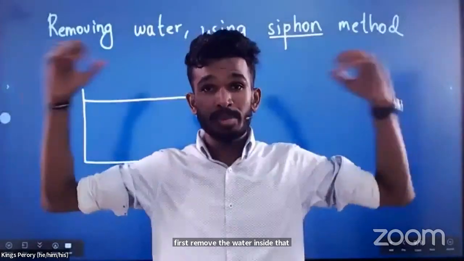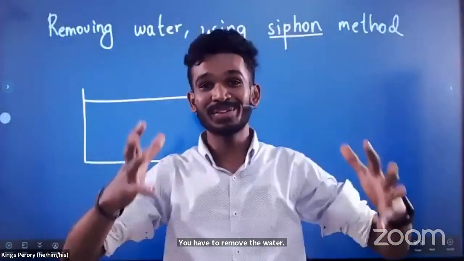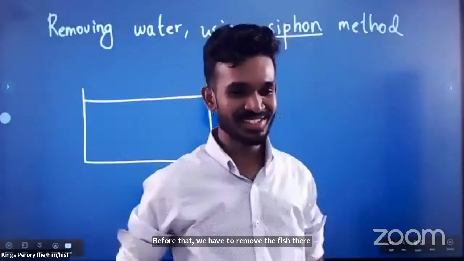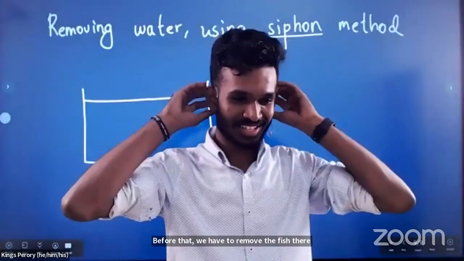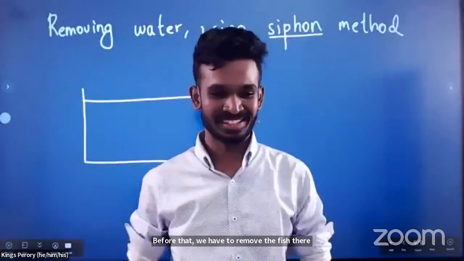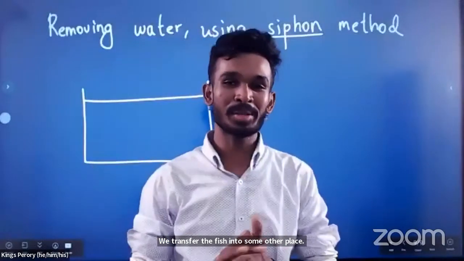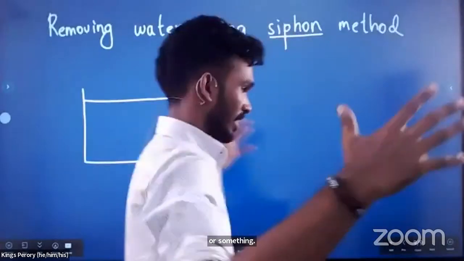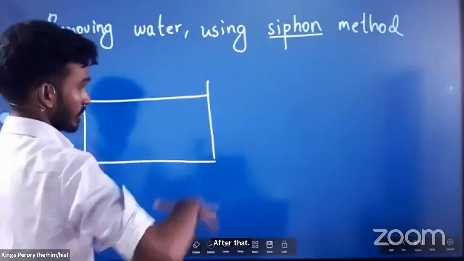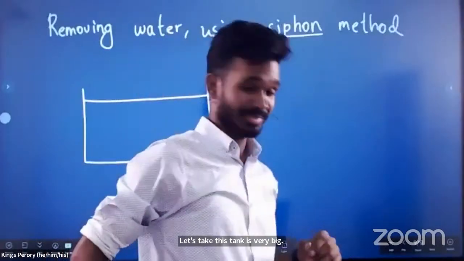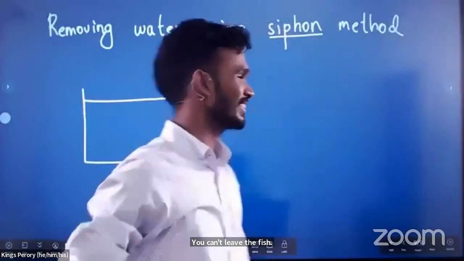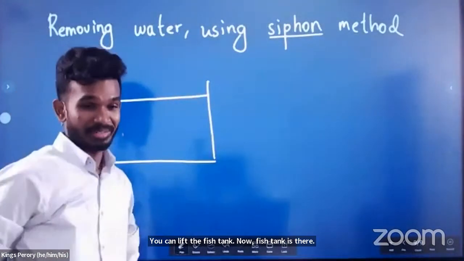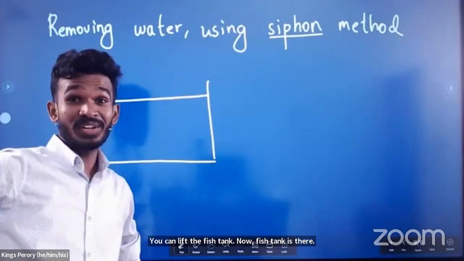If the fish tank is very big, before that, we have to remove the fish. We transfer the fish into some other place. First, you transfer the fish into some other bucket or something. After that, let's take that the fish tank is very big. You can't lift the fish tank, right? Now the fish tank is there. How are you going to remove the water?